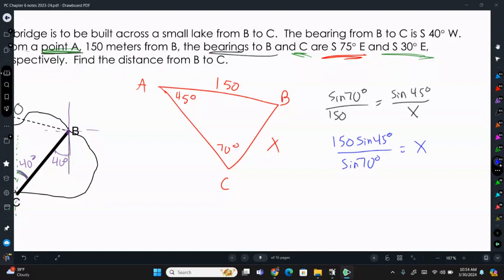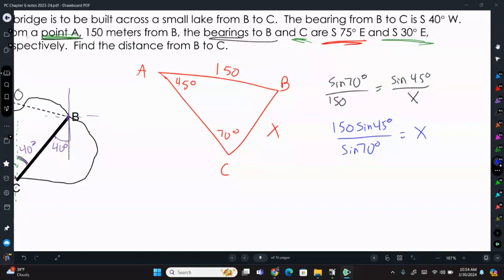So I type that into my calculator and I get about 112.87 meters because that's the units we were given right here. So these bearing problems can be confusing because the angles that were given may not be the exact ones we use in the problems. We really have to think about where those bearings would be in our picture and if they are useful inside our problem.